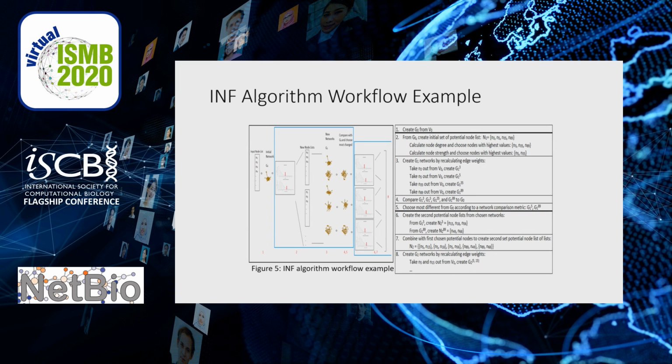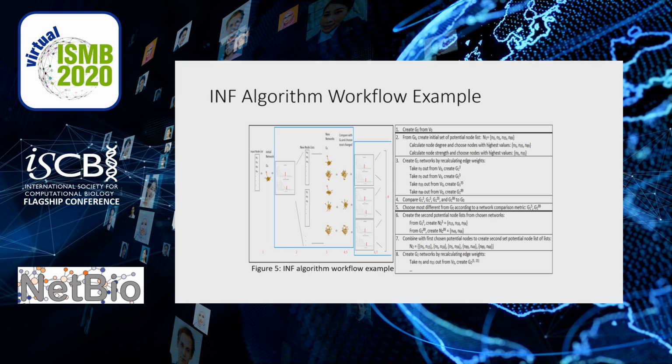Figure 5 serves as an example of how the INF algorithm works. We start by constructing an initial network that includes all nodes. At the first iteration of the beam search algorithm, by using the node characteristics, we find the first set of potential impact nodes. These are the first candidates of the beam search.